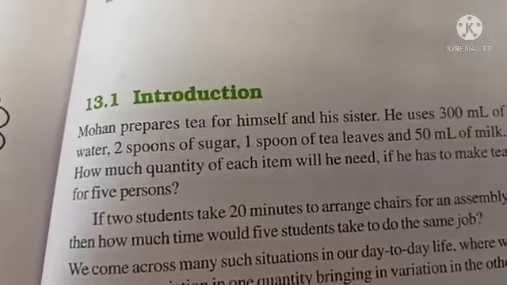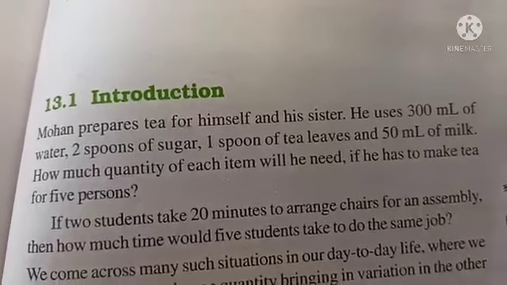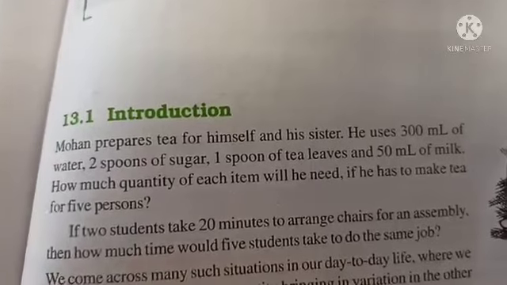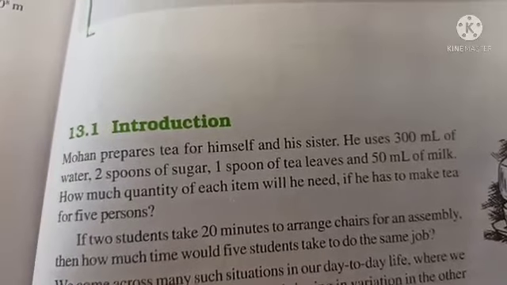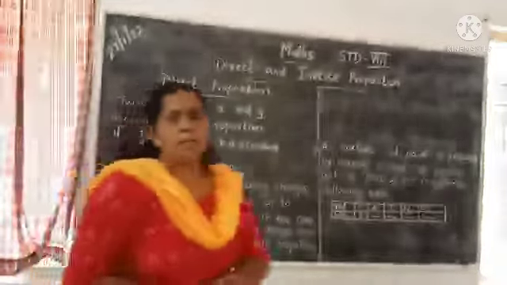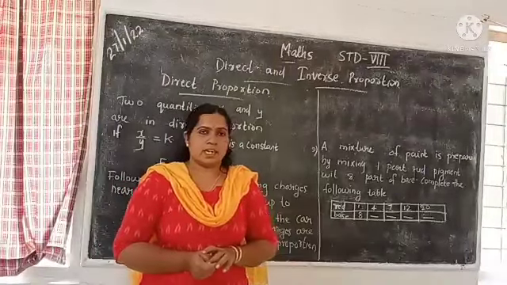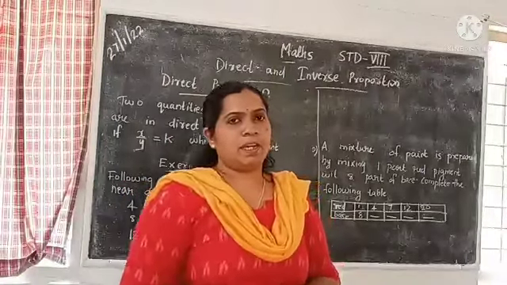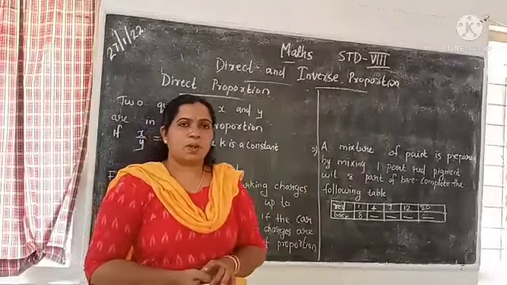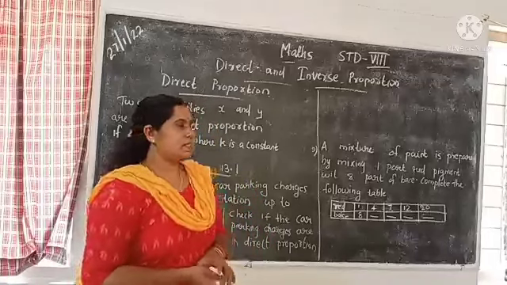Second one, if 2 students take 20 minutes to arrange the chairs for an assembly, then how much time would 5 students take to do the same job? We come across such situations in our daily life many times. How will we solve these problems, or how will you deal with these problems?